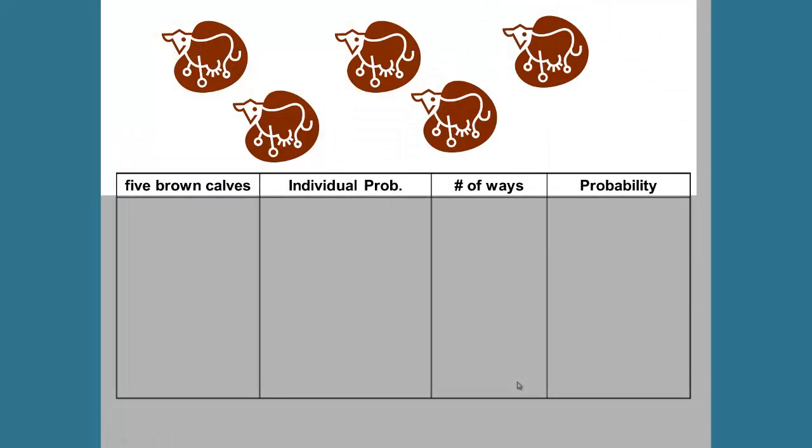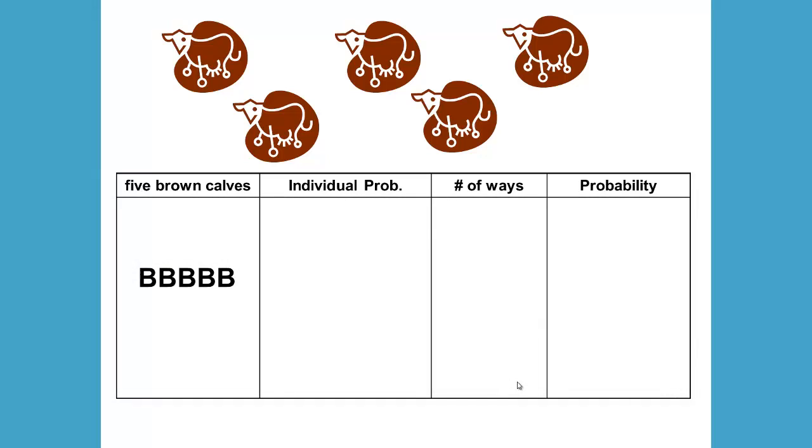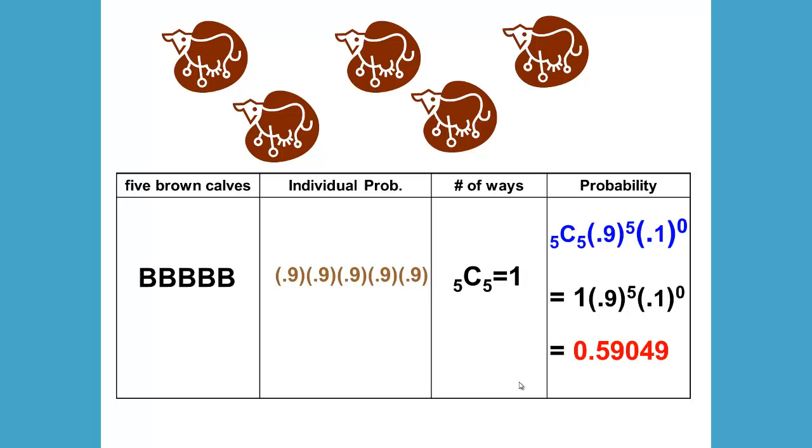Lastly, the last possibility we need to look at is having all brown calves. There's only one way to have all brown calves, and that would be 0.9 times 0.9 times 0.9 times 0.9 times 0.9, and how many ways are there to do that? That would be 5 choose 5, which is 1. And that would be 0.59049, or 1, and we'd have 0.9 to the 5th and 0.1 to the 0, because there are 0 not brown calves.